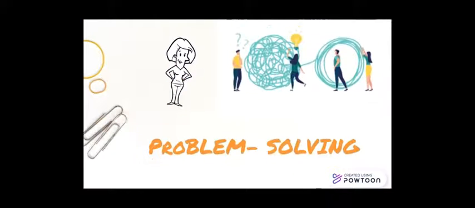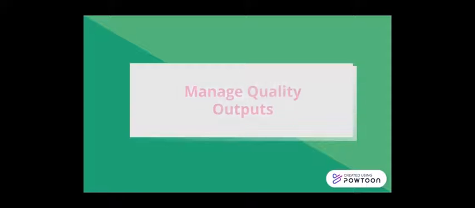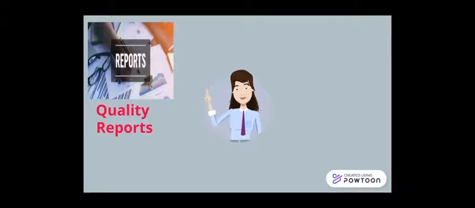So, the last thing is problem solving, which includes the elements like defining the problem, identifying the root cause, generating, choosing, implementing, and verifying the solution effectiveness. Let's discuss the manage quality outputs. The first one is quality reports, which include all the quality management issues, project and product improvements, and summary of findings from the control quality process.